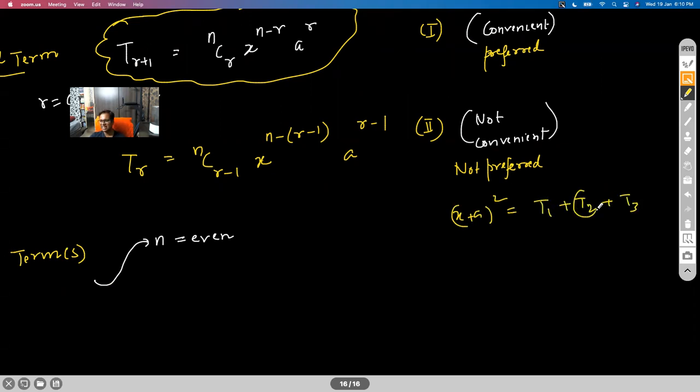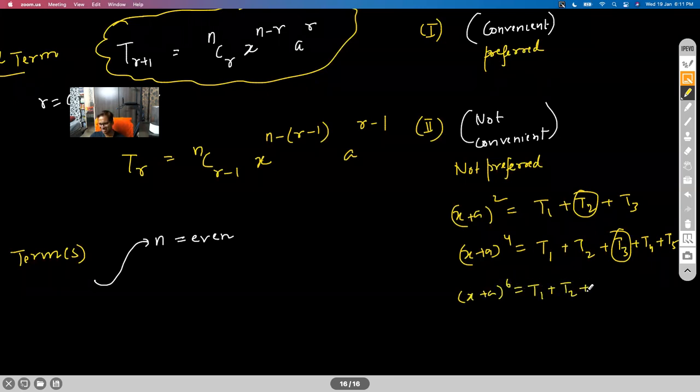So you realize that T2 is your middle term, right? If you raise it to a power 4, you will realize T3 is your middle term, correct? If you raise it to the power 6, I'm not going to write them down. I'm just writing T1, T2, T3, T4 just to tell you which term is the middle term. Then T4 will be the middle term. So how is this position linked to this number? All of you tell me, how is this 3 linked to this 4? How is this 4 linked to this 6? Can anybody tell me that?